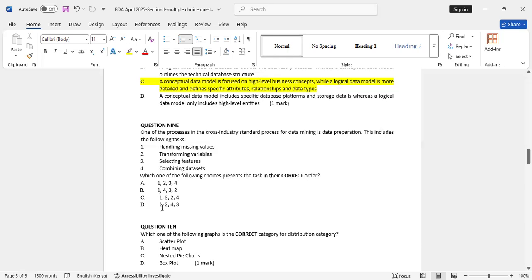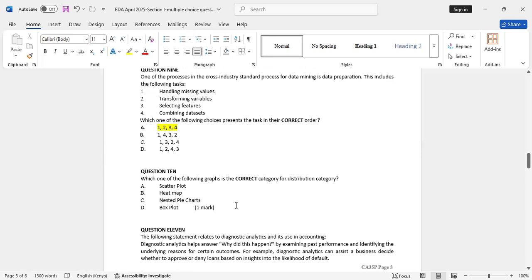But if you go now to C, which also has 4 at the end, it starts with handling missing values. Then it goes to selecting features. You can't select features before transforming the variables when you are doing data preparation. So the correct answer here will automatically be A. 1, 2, 3, 4. So for you to answer that question correctly, you have to know what data preparation is as far as the cross-industry process for data mining is concerned.